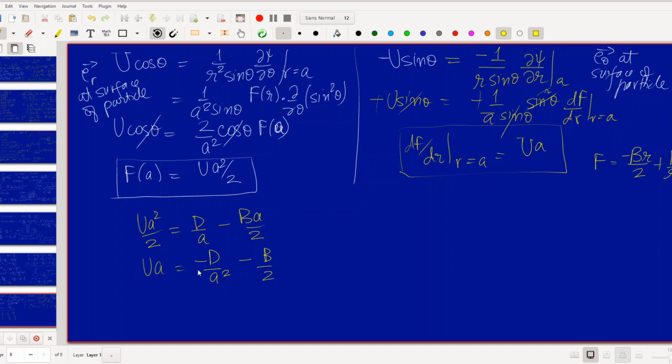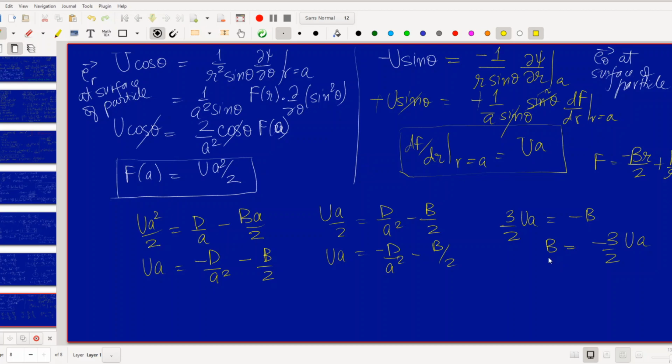So let's multiply. We can divide this by a. So u a by 2 is equal to d by a square minus b by 2, and u a is equal to minus d by a square minus b by 2. So if we add these expressions, 3 by 2 u a is equal to minus b. So b is minus 3 by 2 u a.